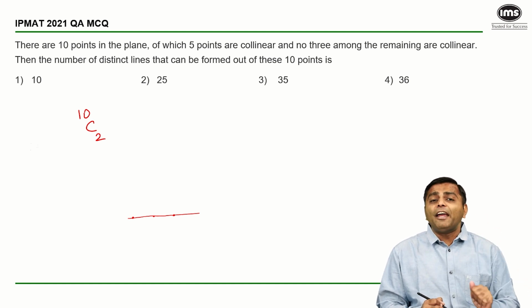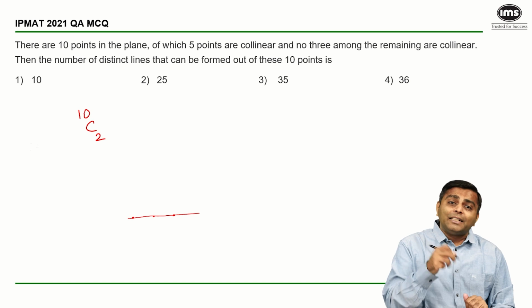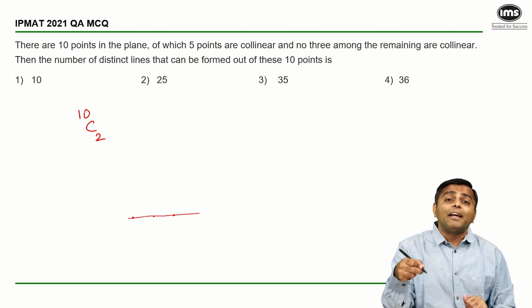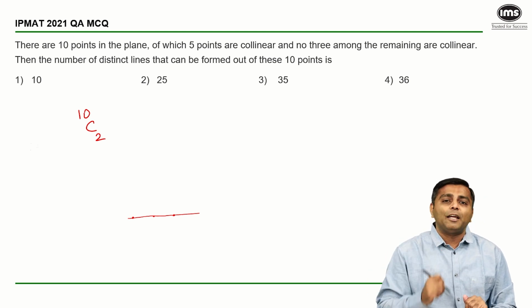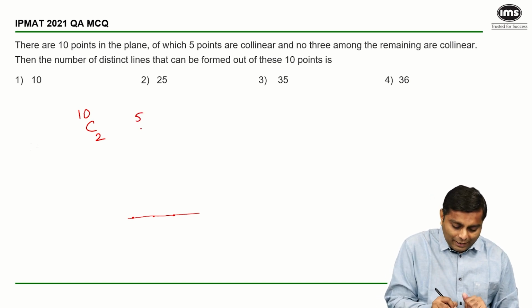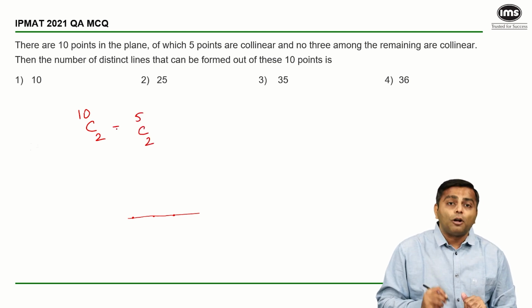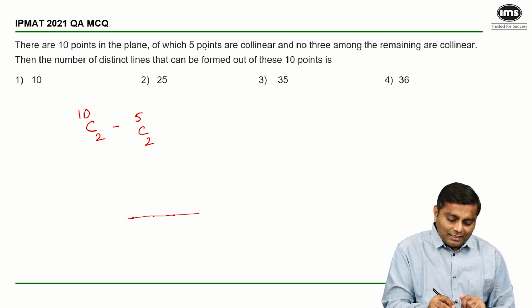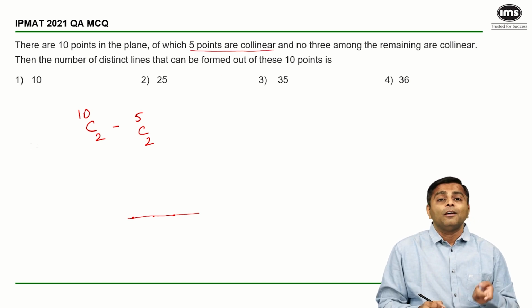So, because there are 5 points collinear, in the 10C2 we've already counted 5C2, the lines which these 5 points will contribute, and therefore we should subtract those lines. Okay, so let's subtract 5C2 from 10C2 because the question says that there are 5 points collinear.